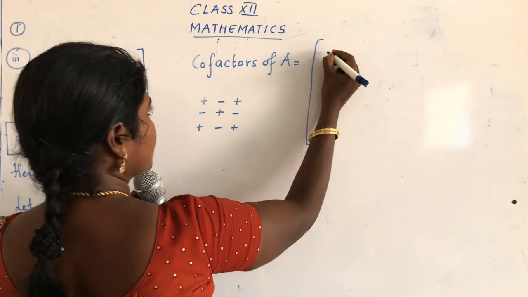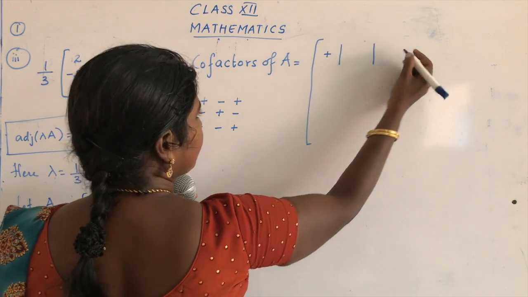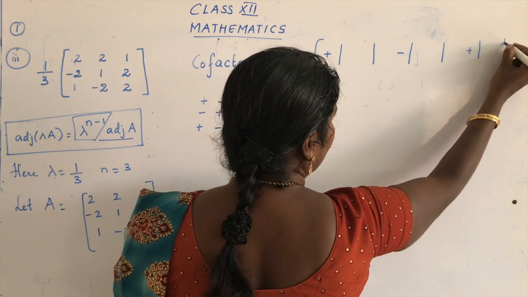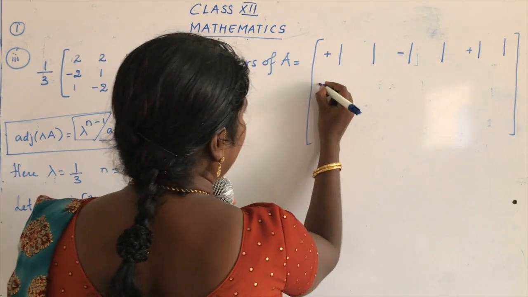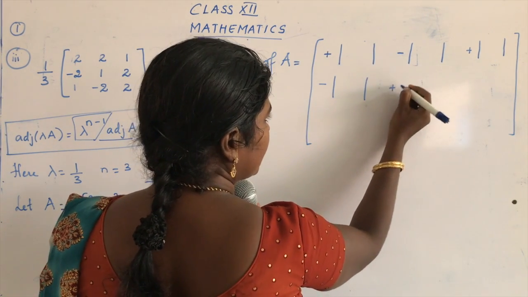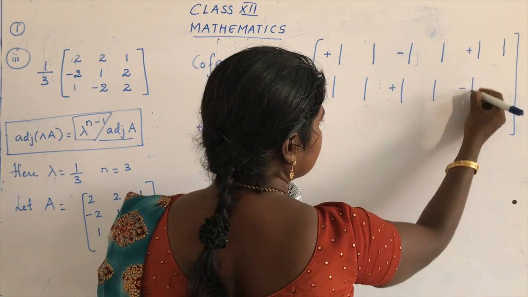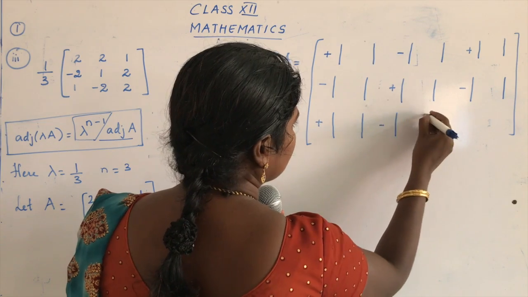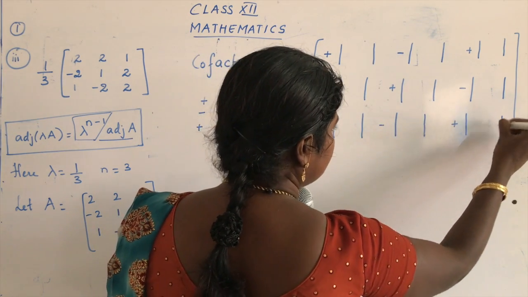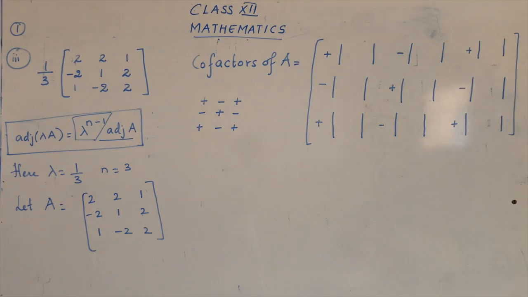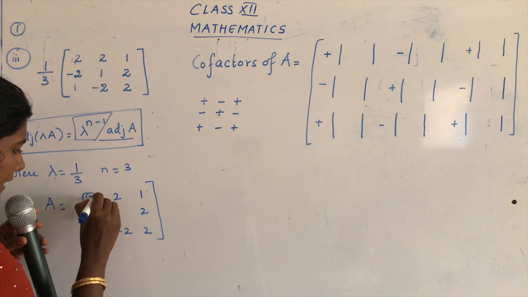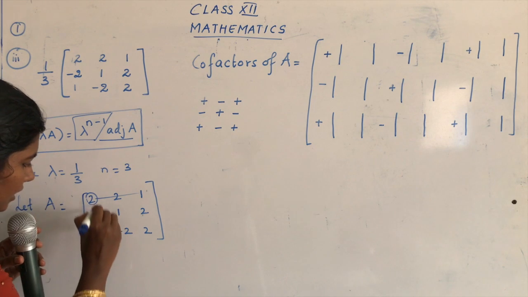Start with the sum. So the first one is plus. Then we have minus, plus, minus, plus, minus, plus, minus, plus. So try to fill it. When you go for the first element of the first row and first column, eliminate that particular row and eliminate that particular column.